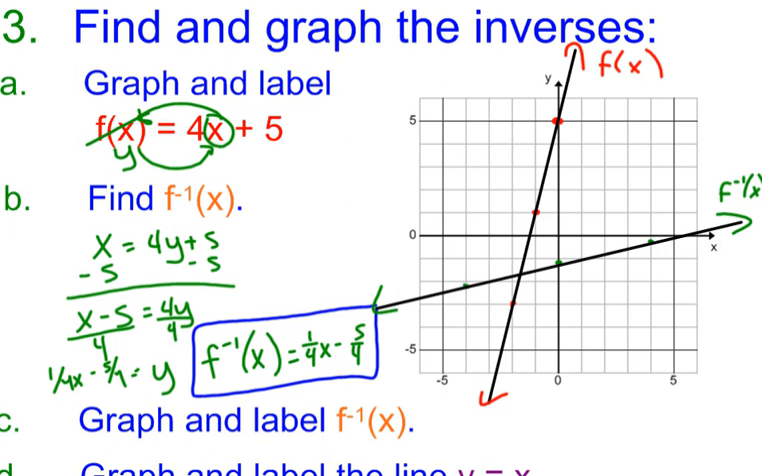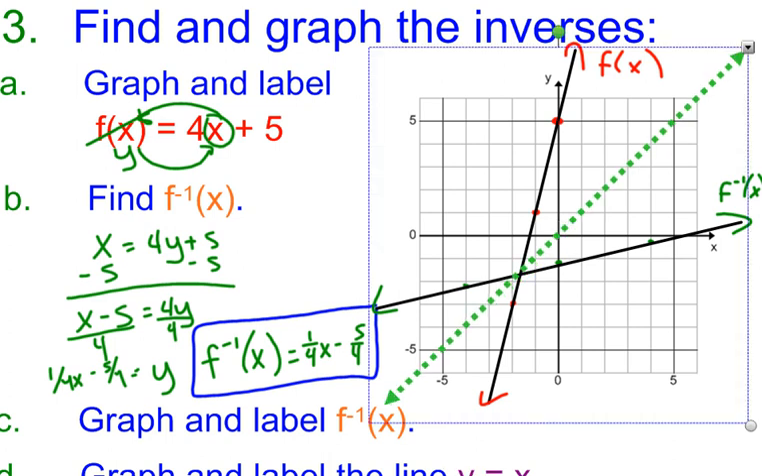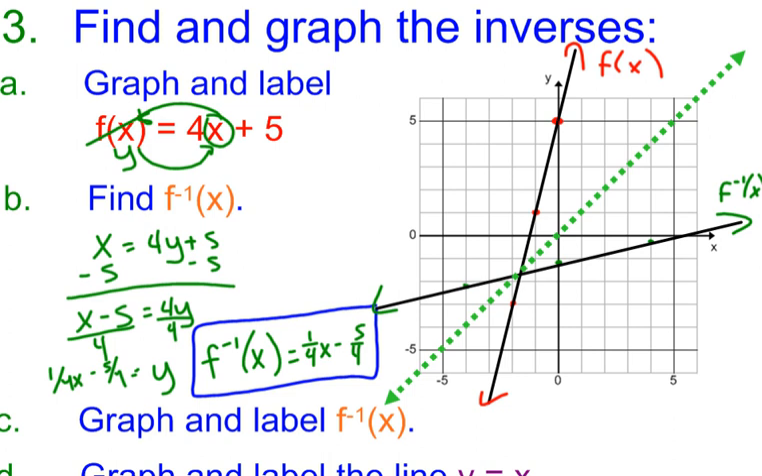So lastly, we're going to put in the line y equals x again. There we go. And hopefully, look at this, this one's even a little bit better. We did pretty good on this one. If I fold along that dashed line, my lines would be touching. So that shows how they reflect across the line y equals x.